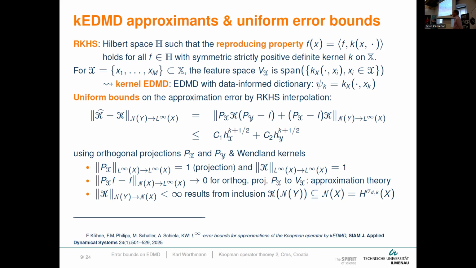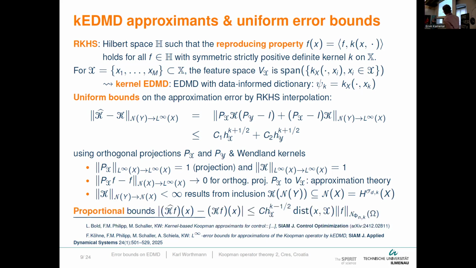And that's quite nice. That's a key reason why we can analyze the full error using these approximation theoretic results and by using this identity to some Sobolev space. And you can also do it using proportional bounds. That's essentially quite easy because you see directly how to get from here to there: this distance from X to the set of data points is always smaller than the fill distance by definition. But that's what we need.